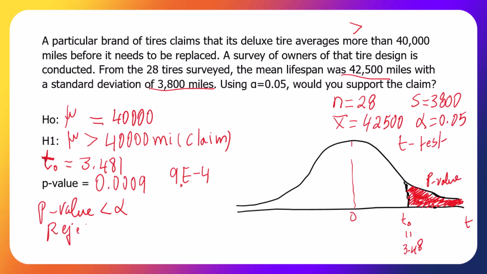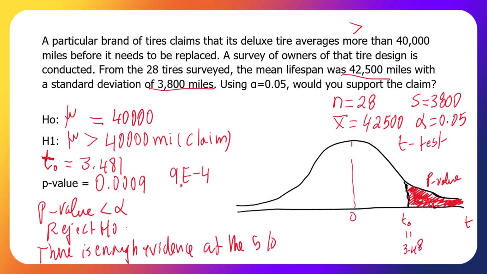Reject H0. And what's the conclusion? There is enough evidence. At what level of significance? At the 5% level of significance.